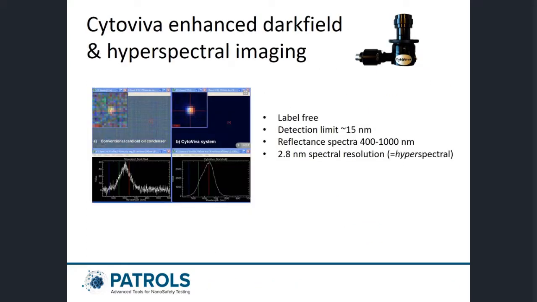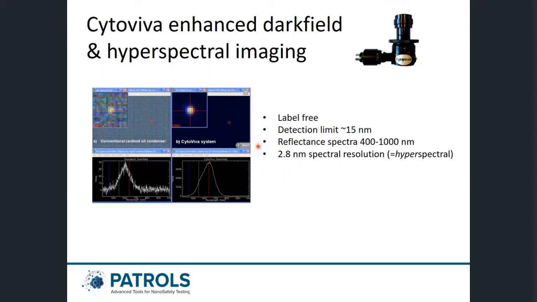A few technical details on the setup. It is called CytoViva Enhanced Darkfield and Hyperspectral Imaging, and it is label free. The particles are detected simply by the light they scatter. The detection limit is about 15 nanometers, and it's called enhanced dark field because it improves the dark field signal a lot. It's actually developed specifically to detect nanoparticles. Here is standard dark field, and over here is enhanced dark field.